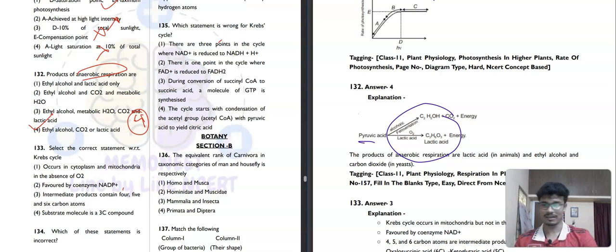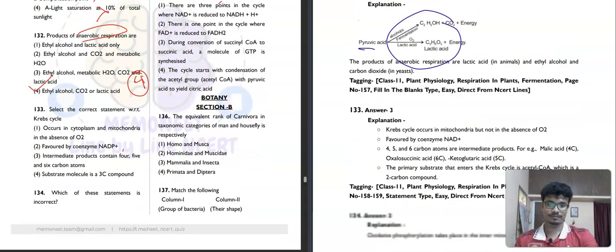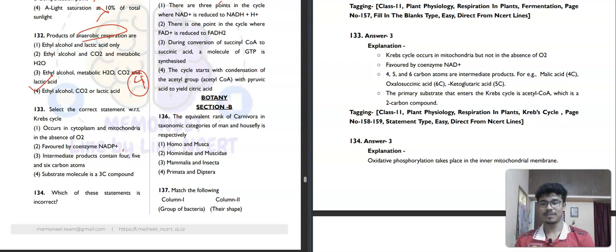Then moving to question number 133. Select the correct statement with respect to Krebs cycle. Occurs in cytoplasm and mitochondria in absence of O2, not correct. Krebs cycle occurs in mitochondria but not in absence of O2. Favored by coenzyme NADP plus? No, NAD plus, not NADP plus. Then intermediate products contain 4, 5 and 6 carbon atoms. Yes: malic acid 4 carbon, alpha ketoglutaric acid 5 carbon, oxalosuccinic acid 6 carbon. So this is correct. And substrate molecule is a 3 carbon compound? The primary substrate of the Krebs cycle is acetyl coenzyme A, a 2 carbon compound, so this is also incorrect. The third option is our correct answer.